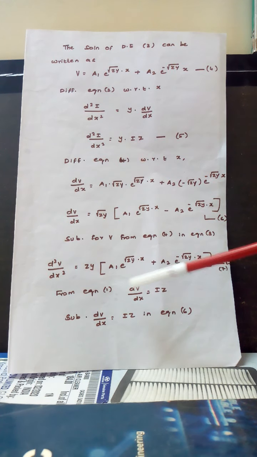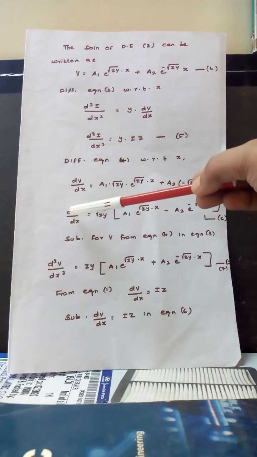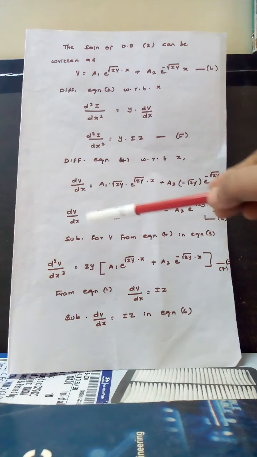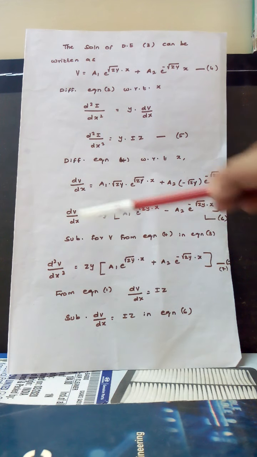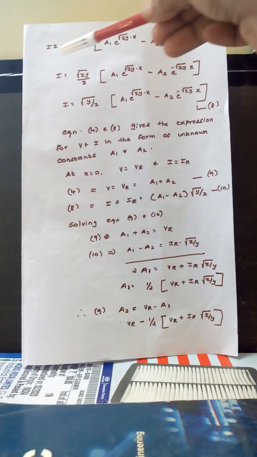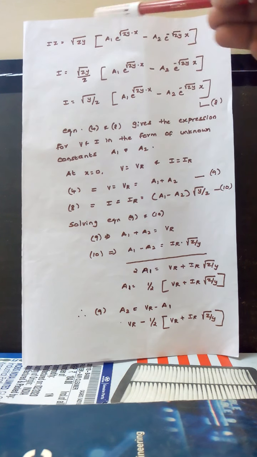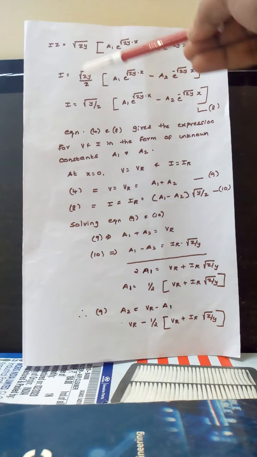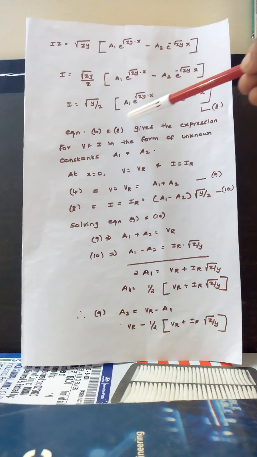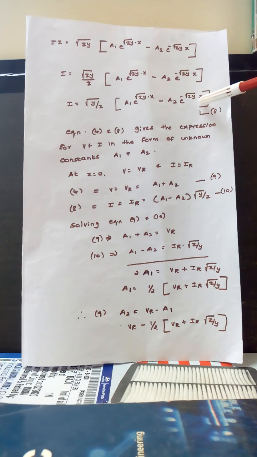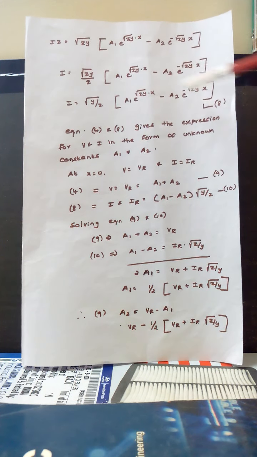From equation number 1, we know that dV/dx equal to I into z, correct? So this we are substituting in equation number 6. This is your voltage equation, and from this, if you substitute dV/dx as I into z, we'll get the current equation here. So this z will come here, and this z we can write as root of z into root of z, so it will get cancelled. We'll get root of y by z into a1 into e to the power of root of zy into x, minus a2 into e to the power of minus root of zy into x. So this is your current equation.